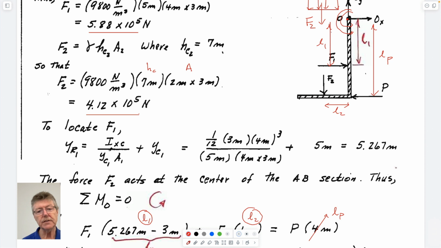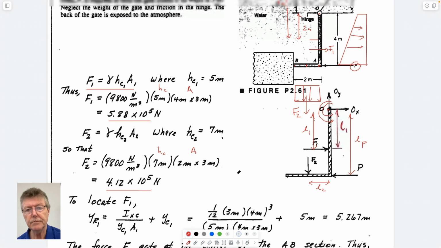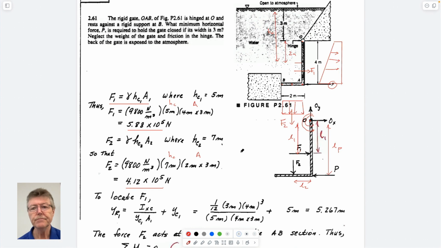Y sub R for force 1 is going to be the depth of the centroid plus the second moment of area divided by the depth of the centroid and A. So do we know those things? If I make this smaller, try to make it a bit smaller, so it all goes on one page. What's this value? Depth of the centroid is going to be halfway down this. So it's going to be 3 meters plus 2 meters.